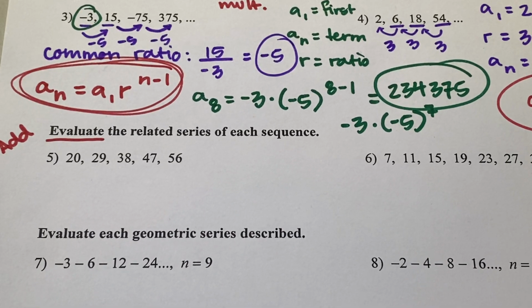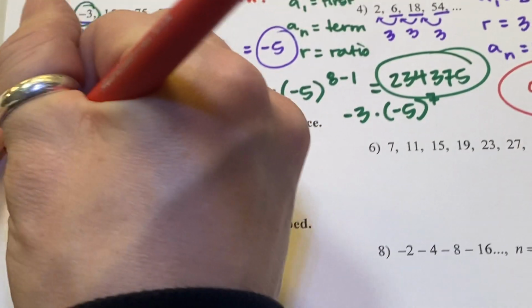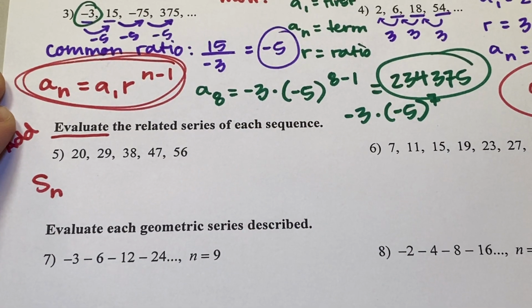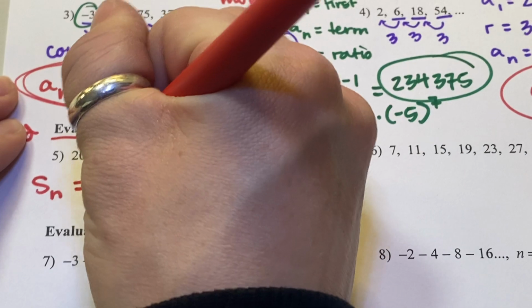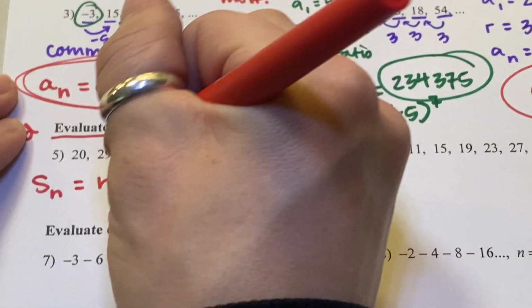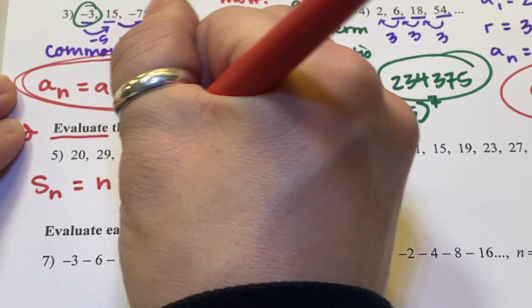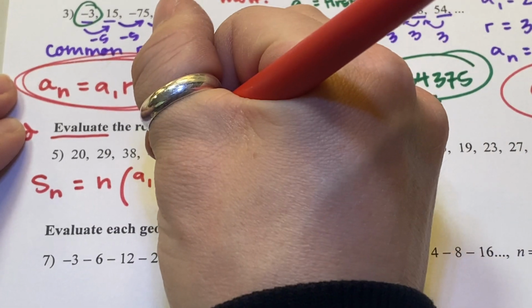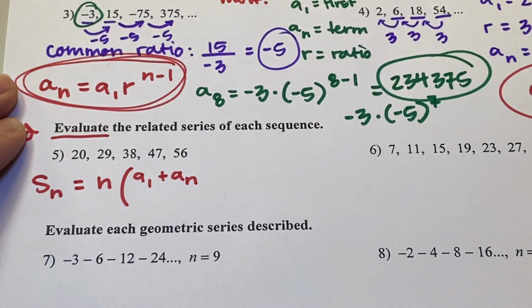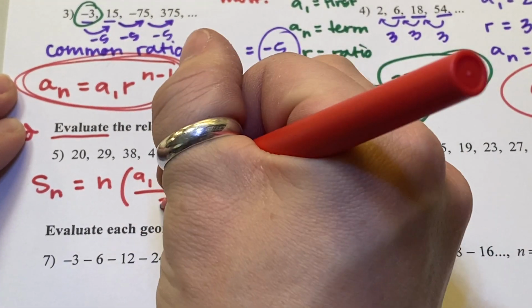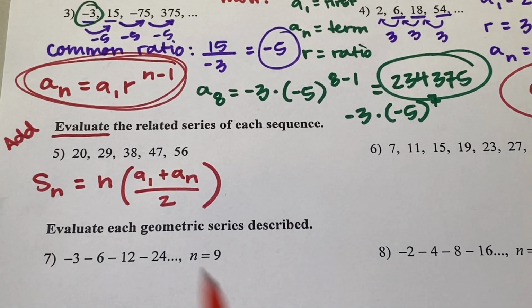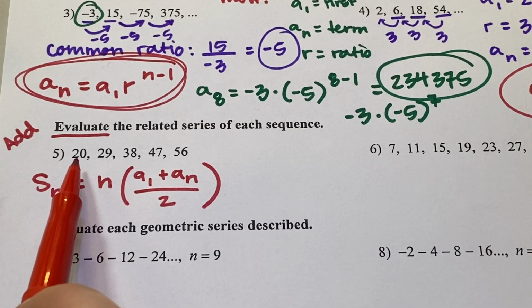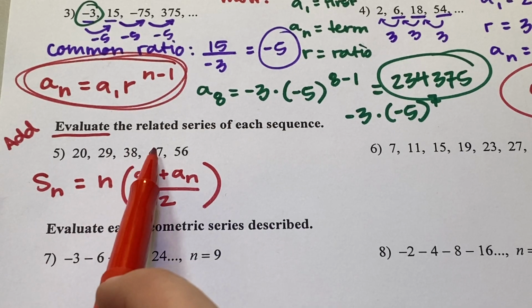So the formula, the sum of an arithmetic sequence, S sub n, that just means the sum of however many terms there are, equals n, the number of terms there are, times your first term plus the nth term, divided by 2. Have that formula written on your paper. These are arithmetic because you'll see they're adding 9 each time. Add 9, add 9, add 9, add 9.